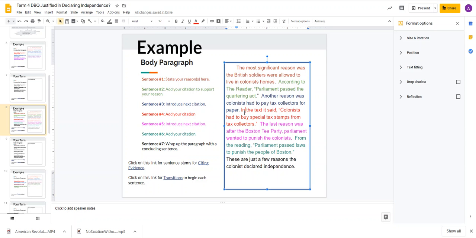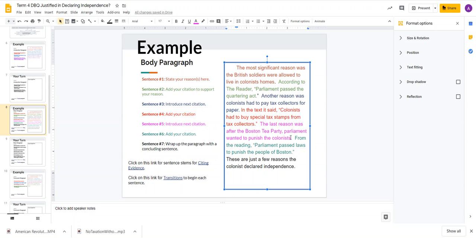Notice it's red. I used my citation and I used a nice transition that I took from the citing evidence sheet here. Now on to sentence 5. Introduce the next citation or the reason. This actually needs to be the reason. The last reason was after the Boston Tea Party, Parliament wanted to punish the colonists.